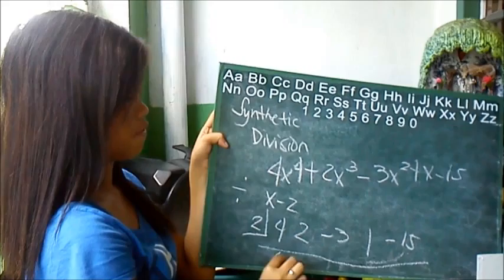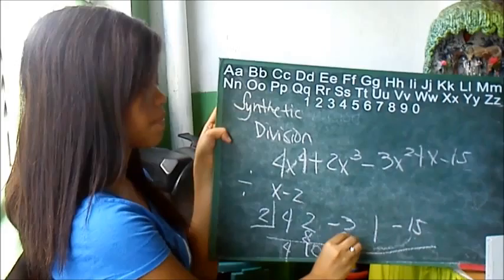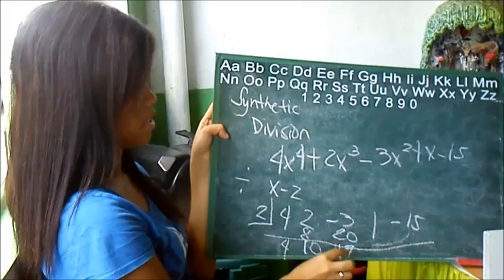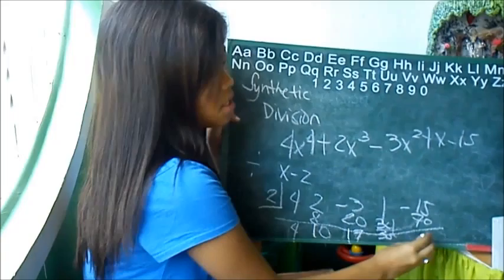4 times 2 is equals to 8, then 2 plus 8 is equals to 10. 10 times 2 is equals to 20, negative 3 plus 20 is equals to 17. Then 17 times 2 is equals to 34. 1 plus 34 is equals to 35. 35 times 2 is equals to 70. And negative 15 plus 70 is equals to 55.